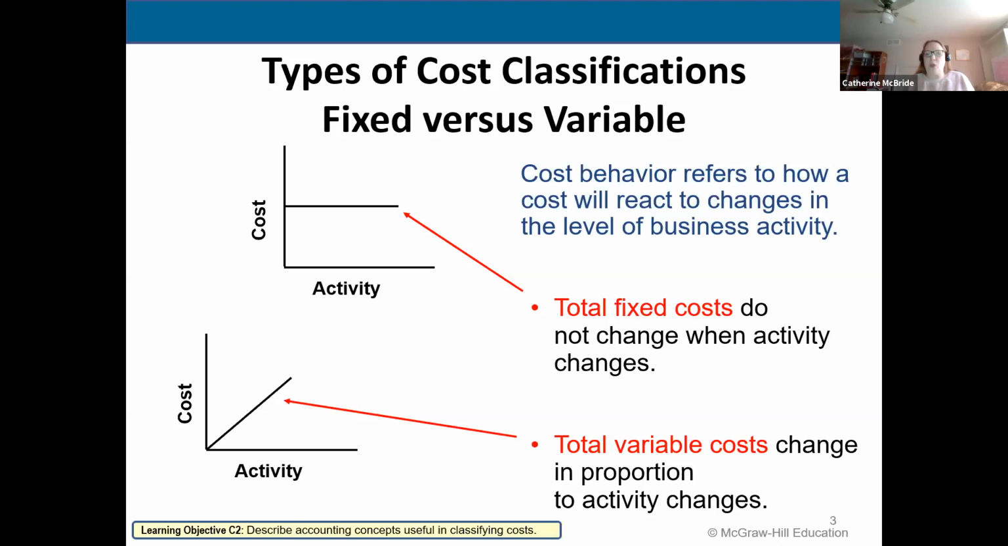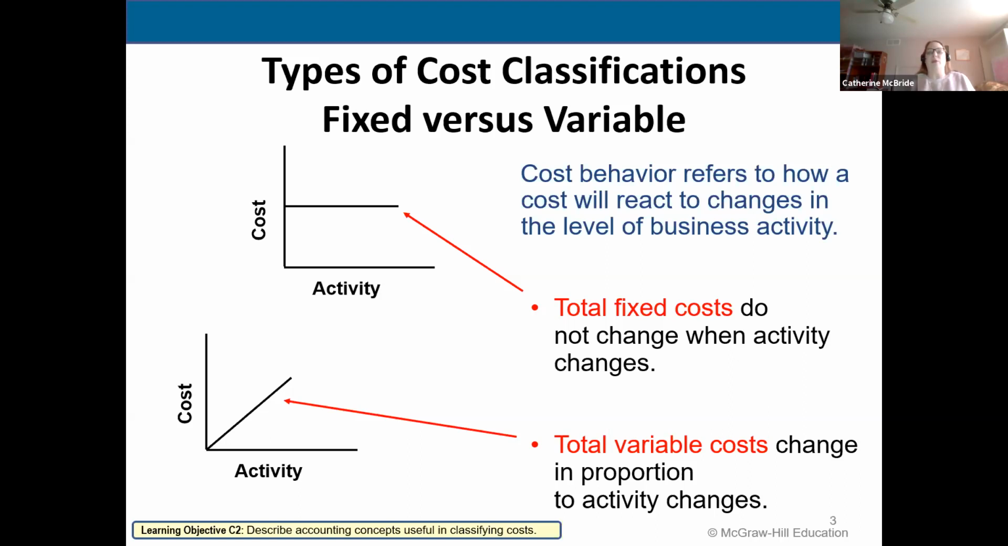A variable cost is a cost that does change when activity increases or decreases. In fact, a variable cost changes in proportion to the change in activity level. So let's say that we produce one more of whatever product we're producing. All of those variable costs that are associated with that product, we're going to have to add one more. So every unit that we produce, the variable cost goes up by 1 unit.